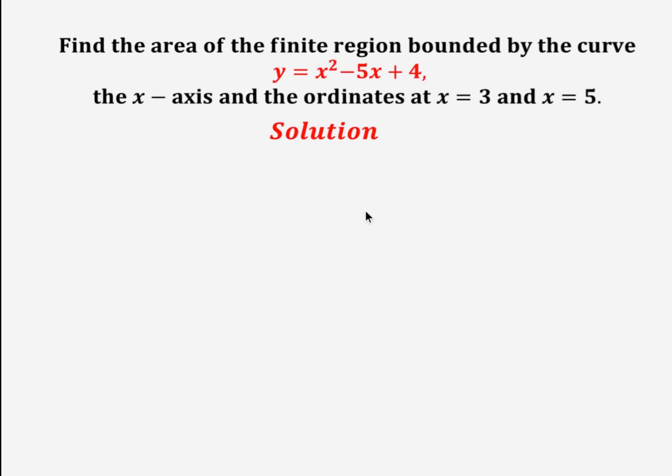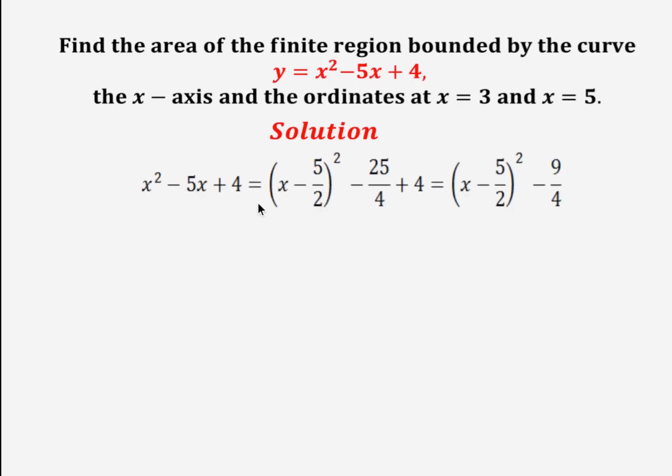The curve being a quadratic, we can start by completing the square in order to have the coordinates of the turning point. So we have x squared minus 5x plus 4 equals x minus 5 over 2, half the coefficient of x, all squared, minus the square of that half the coefficient of x, which gives 25 over 4, then plus the constant term. Finally we get x minus 5 over 2 all squared minus 9 over 4.